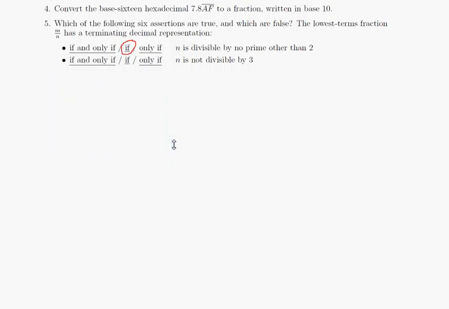For part 2, the m over n has a terminating decimal expansion only if n is not divisible by 3. As we know, it has a terminating decimal expansion if and only if n is of the form 2 to the a times 5 to the b. So that's exactly when it has a terminating decimal expansion. Of course, that implies that 3 is not going to be a factor of n. So we have that it's only if true.